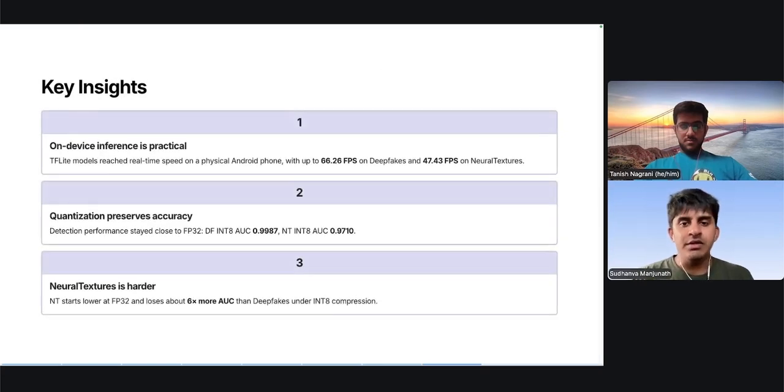There are three main insights from the project. First, on-device inference is practical. The real Android run reached real-time speeds across all TF Lite variants. Second, quantization preserves most of the FP32 accuracy. The deepfake task remains almost unchanged, and neural textures remains usable even though it is harder. And finally, neural textures is the harder forensic case. It starts lower at baseline and loses more under int8 compression.